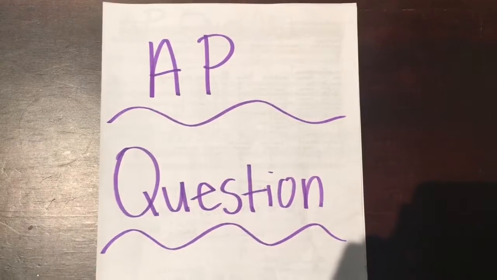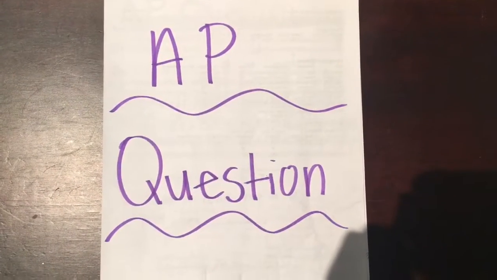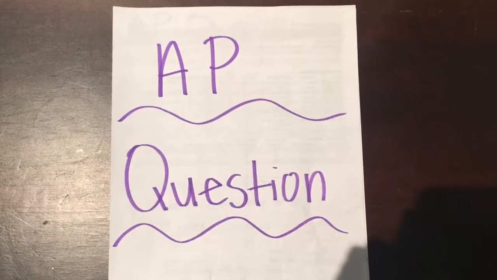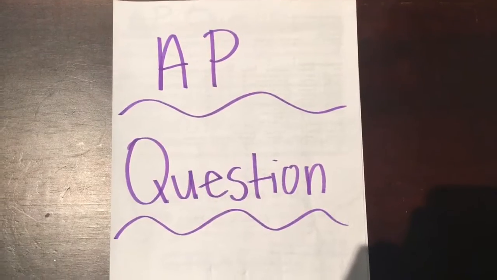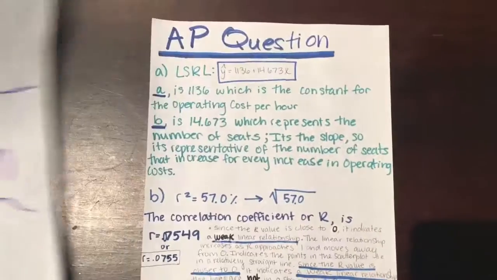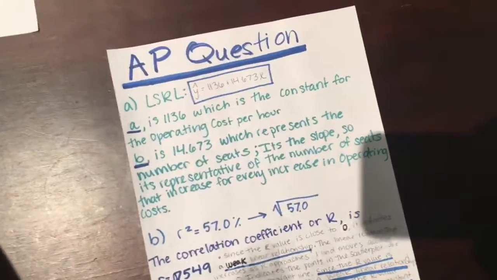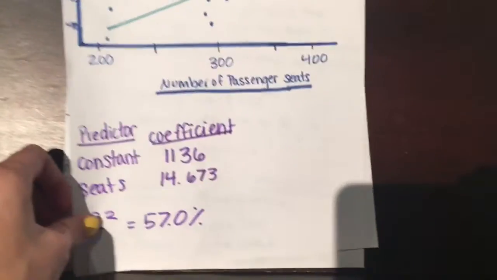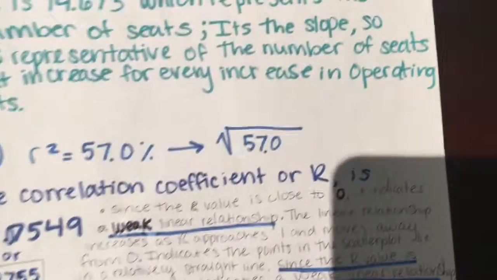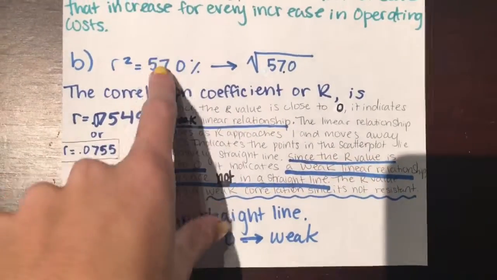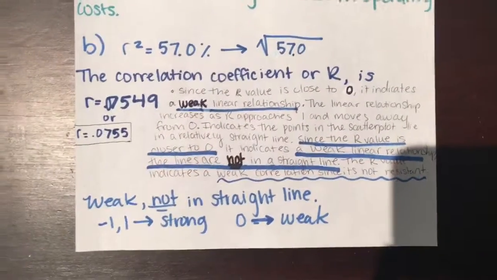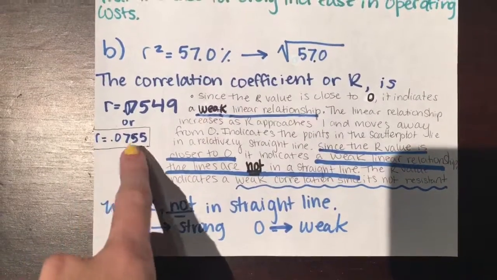Part B of the AP question asks, what is the value of the correlation coefficient for operating costs per hour and number of passenger seats in the plane? Interpret this correlation. So the correlation coefficient is R, and they give us R squared here, which is 57%. What I did was take 57% and square root it to get R, which is 0.0755.